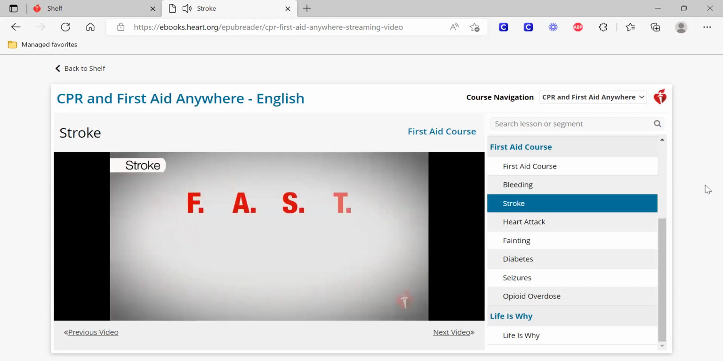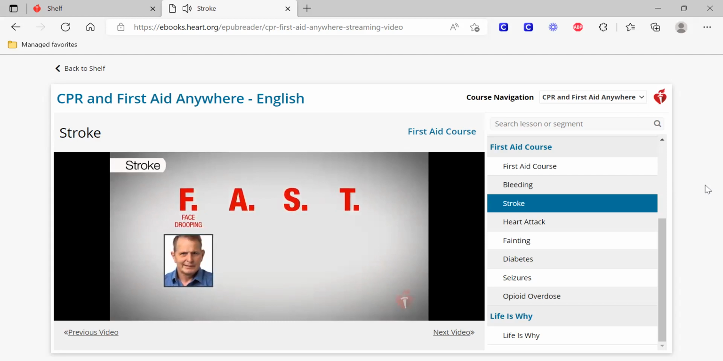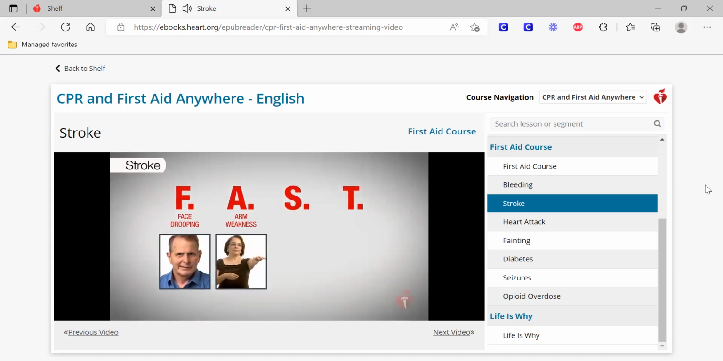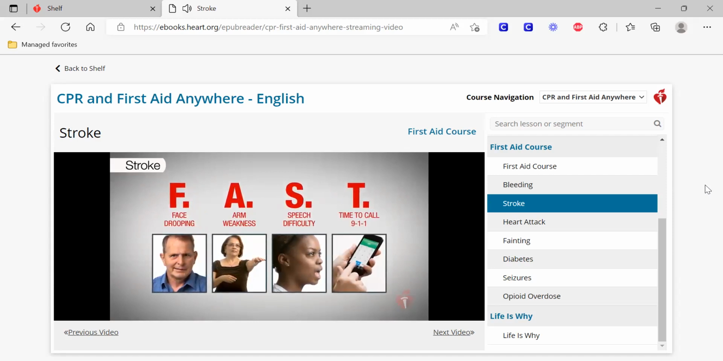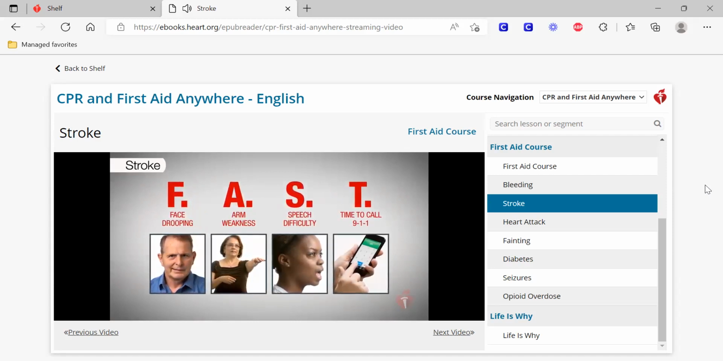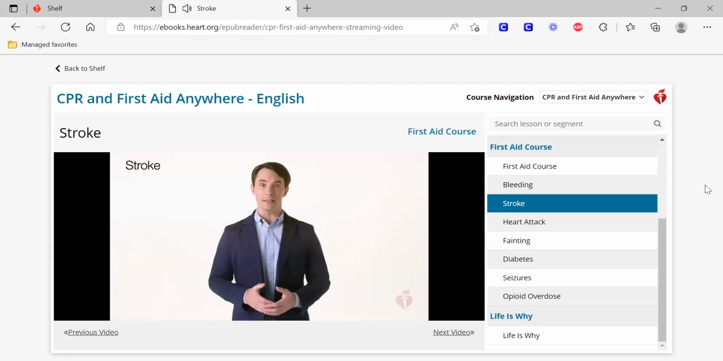You can use the FAST method, which is a simple way to remember the following warning signs of stroke. Face drooping. Does one side of the face droop or is it numb? Arm weakness. Is one arm weak or numb? Speech difficulty. Is speech slurred? And time to phone 911. If someone shows any of these symptoms, phone 911 immediately.